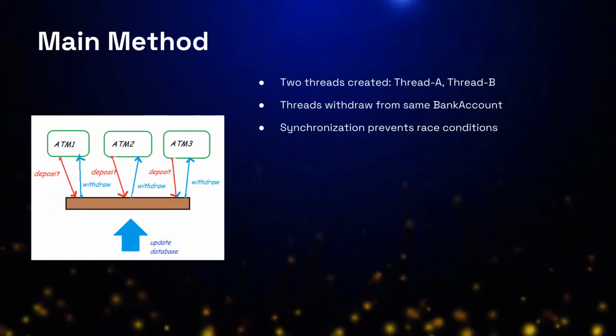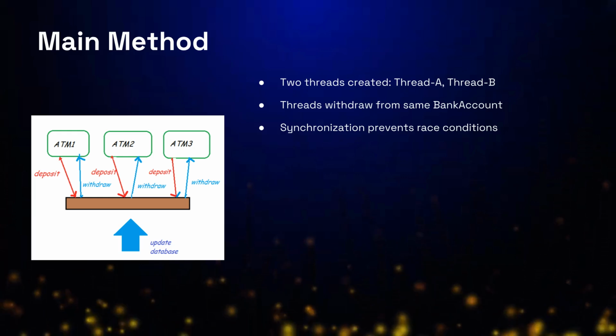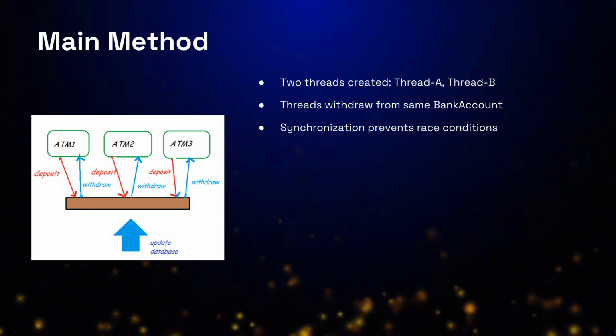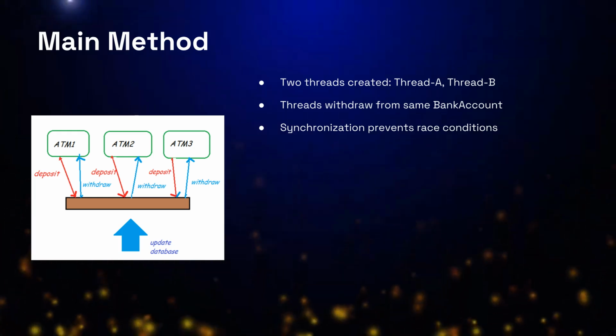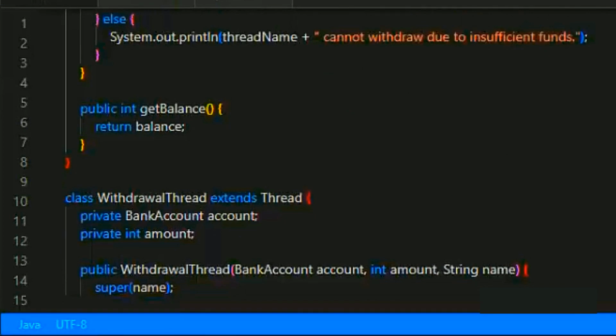Here's the main method that runs the program. It creates a shared bank account and two threads that try to withdraw. Thanks to synchronization, only one thread can succeed if there isn't enough balance.